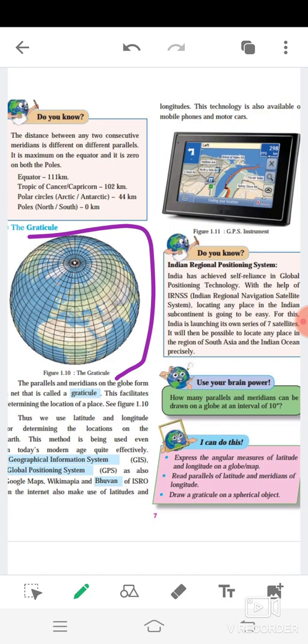Now see, this is the GPS system. This is the GPS system instrument.